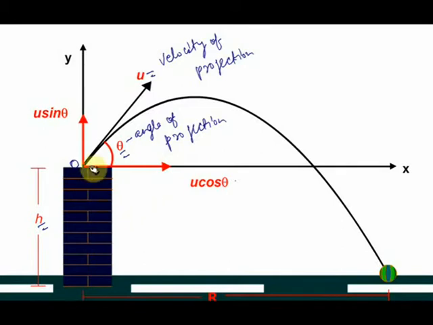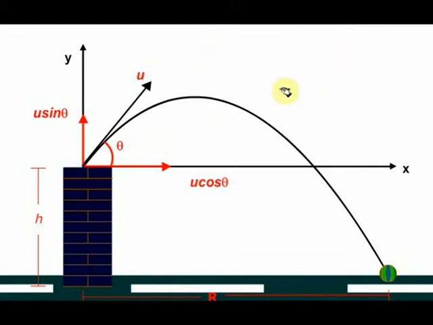We'll try to find out the time of flight, that is the time taken by the projectile to travel the distance between point O and point P. The point P is the place where the projectile touches the ground, and we are also interested in finding the range of the projectile, that is, suppose this point is Q, so range is QP.